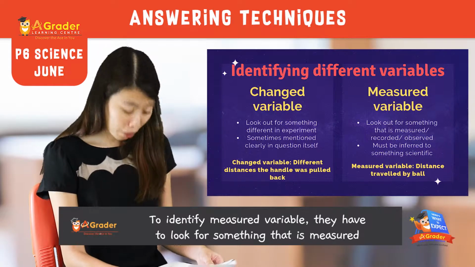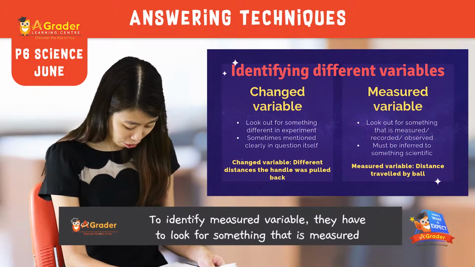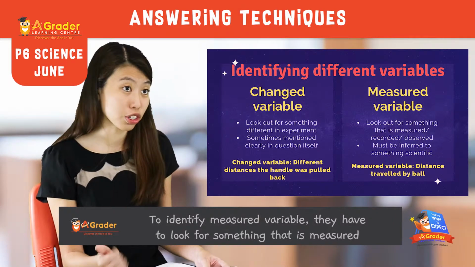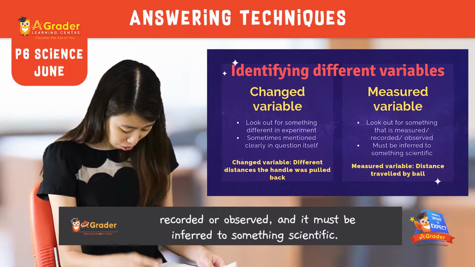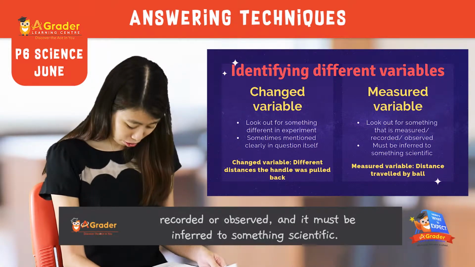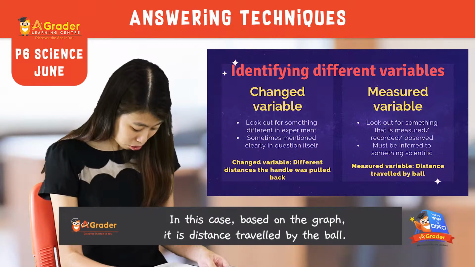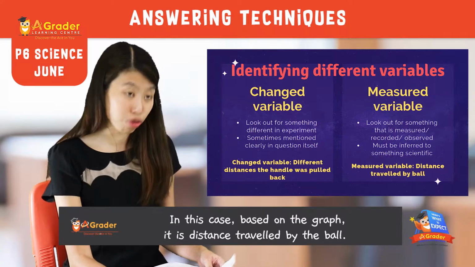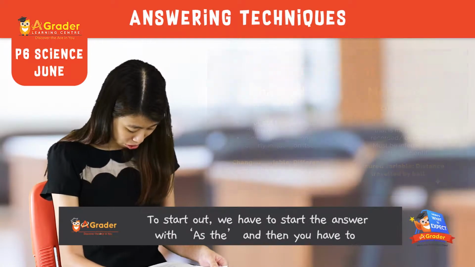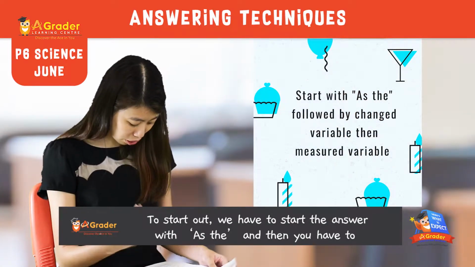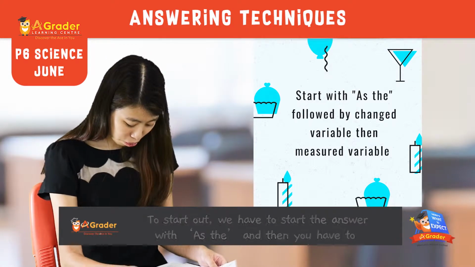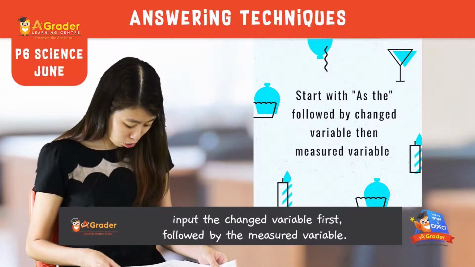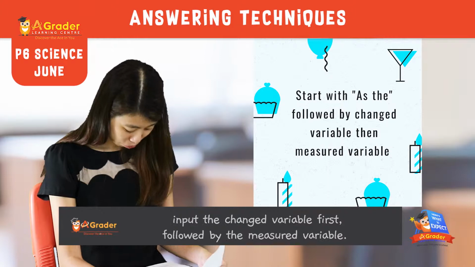And then to identify the measured variable, they have to look for something that is measured, recorded, or observed. And it must be inferred to something scientific. So in this case, based on the graph, it is the distance traveled by the ball. So to start out, we have to start the answer with "as the". And then we have to input the changed variable first, followed by the measured variable.